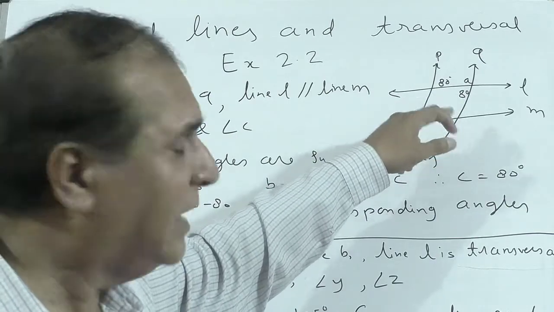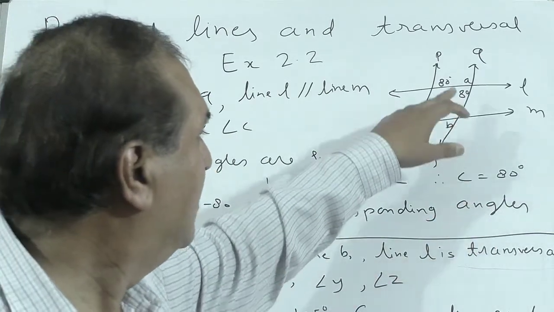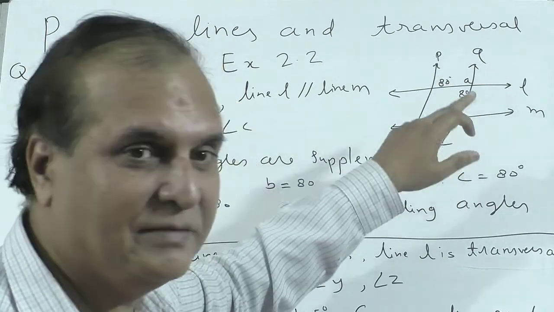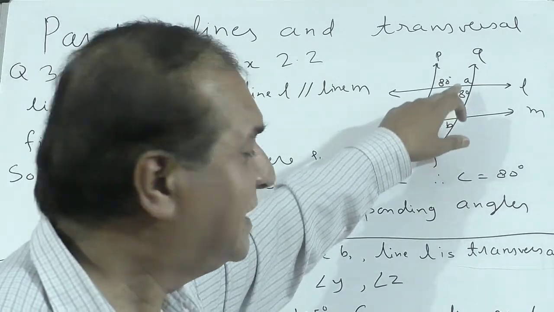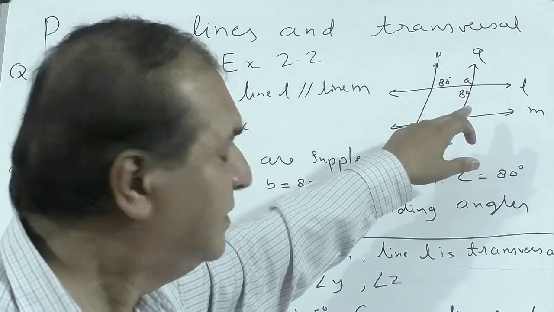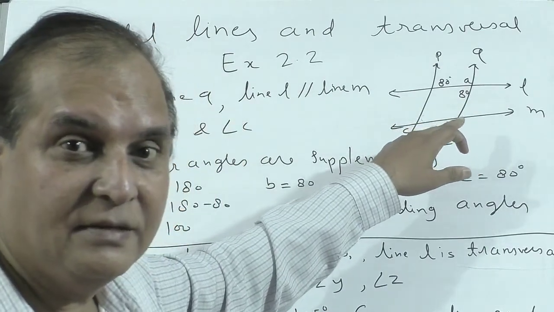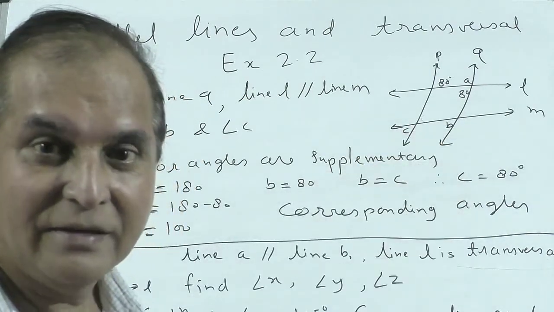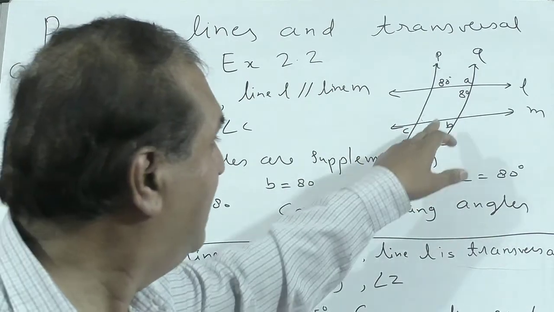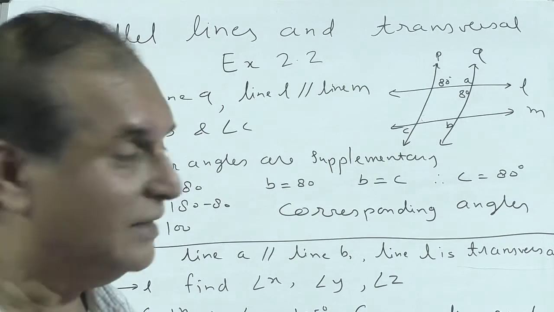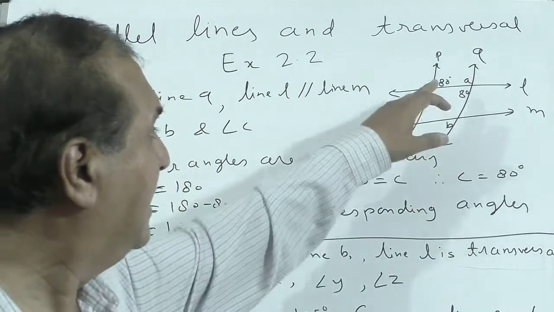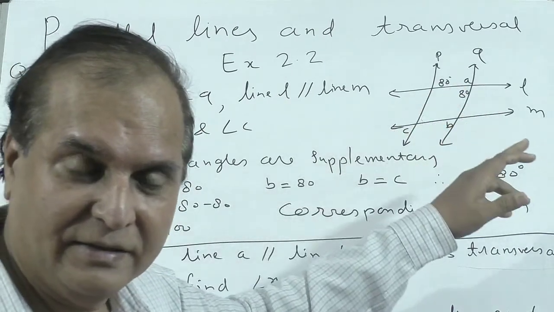We will write it as alternate angle. Okay, angle A, if this is 80, B is also 80. Now A plus 80 is 180, right? Supplementary angles, linear pair. And angle B equal to angle C, corresponding angle. Angle B equal to 80, corresponding angle 80. So angle C is also 80 degree. Angle A is equal to 100 degree.